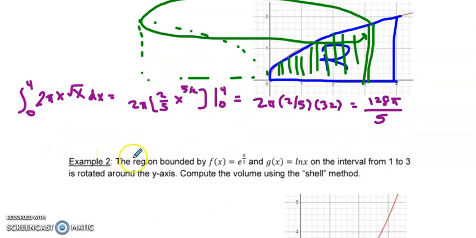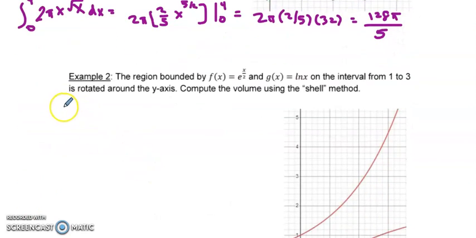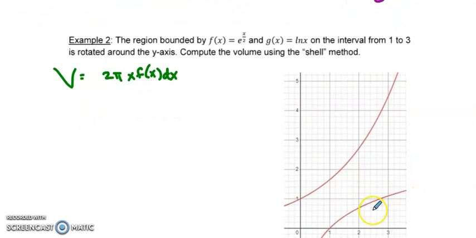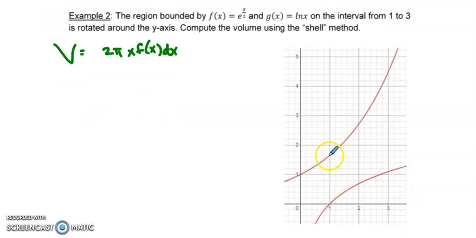So let's do another one also with respect to the y-axis. So again, the volume is going to be 2 pi and then x f of x dx. And I won't really work on showing this revolution, but I will show you that the region bounded is from 1 to 3. And so this region R that we are revolving around the y-axis is actually the area between two curves.